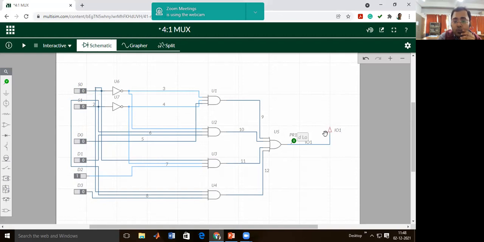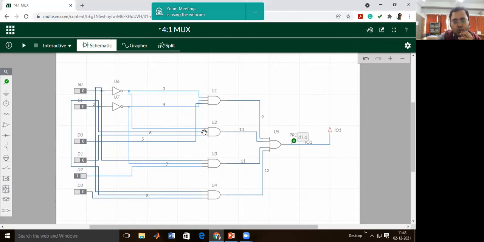And we have only one output, and we'll connect a digital output, 0, 1 output over here. Now, as we know, in the first case both the select lines should be 0. So see the connections. The number 3 wire is connected with the S0 bar. Number 4 wire is connected with the S1 bar. And number 5 wire is connected with the D0. So the input of this U1, the first AND gate, is S0 bar, S1 bar, D0.